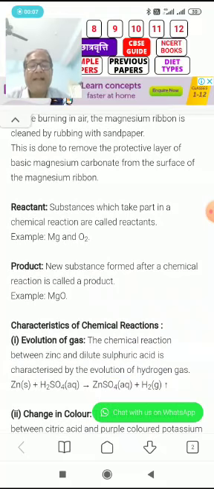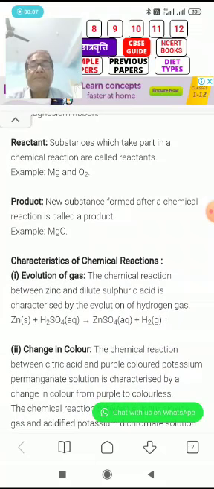Now, what are the characteristics of a chemical reaction? First one, evolution of gas. For example, you all know when we react a metal with dilute acid, we get hydrogen gas. For example, zinc reacts with sulfuric acid to form zinc sulfate and hydrogen.